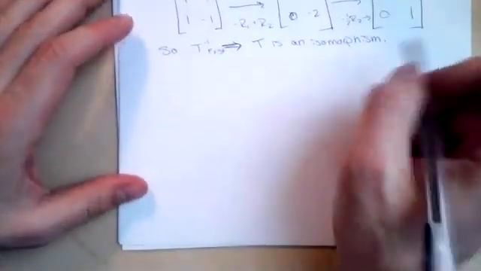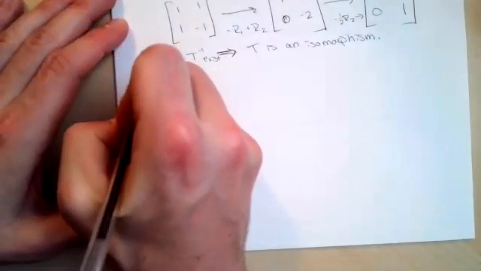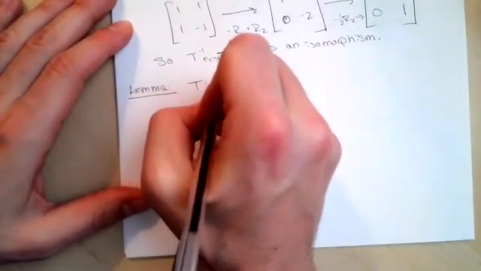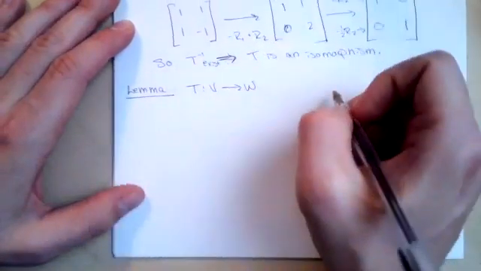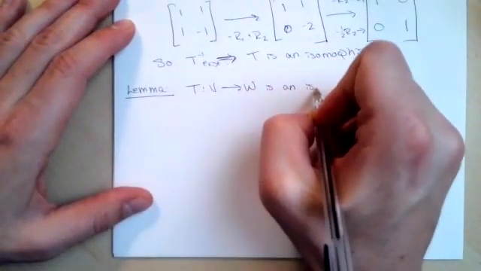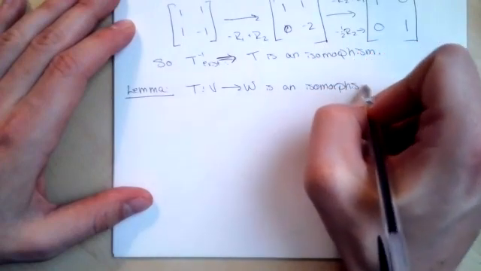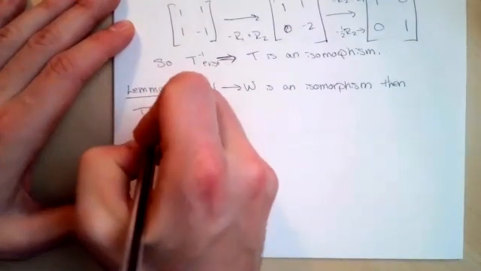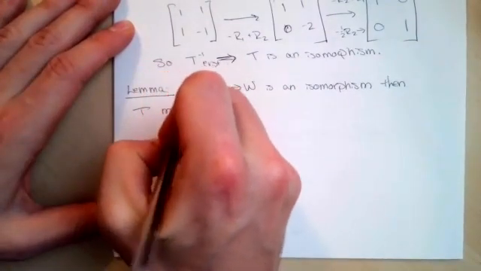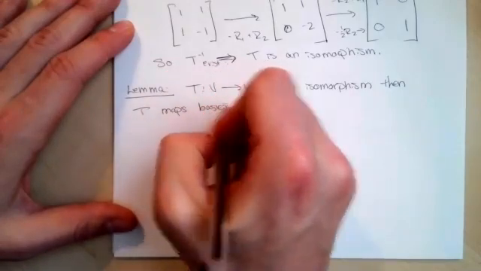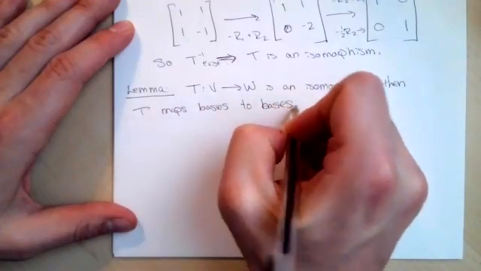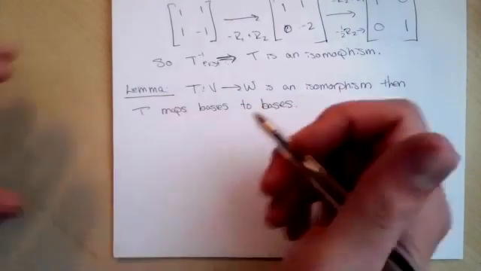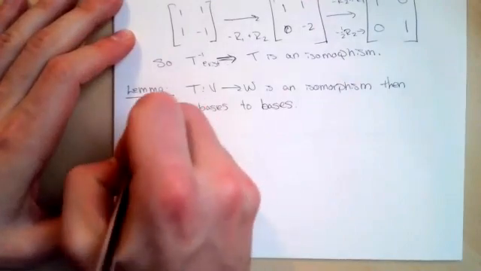All right, so some other ideas and theorems, lemmas, things we get. So lemma: if T is an isomorphism, then T maps bases to bases. So just the idea of what's going on behind the scenes there.